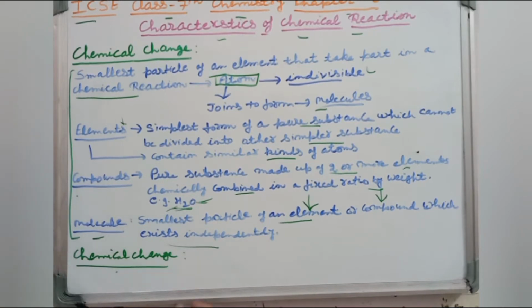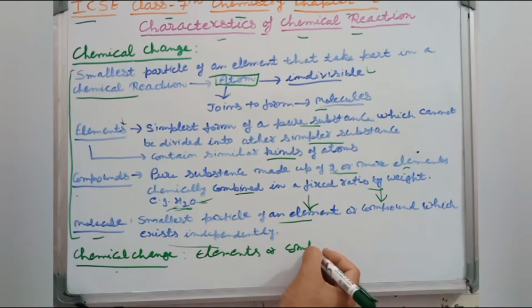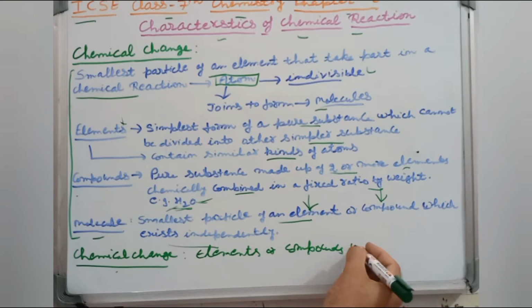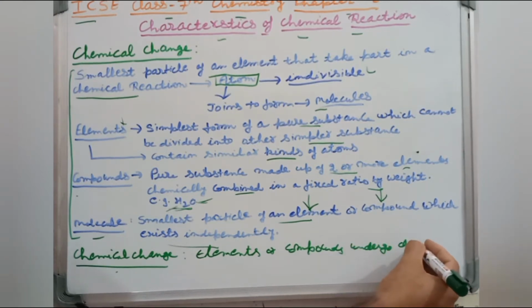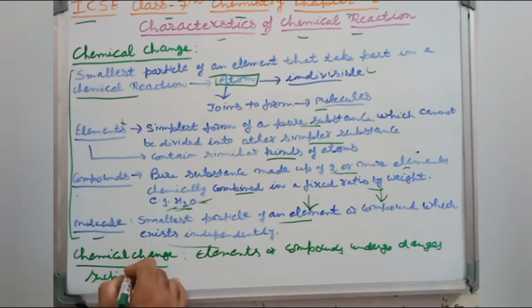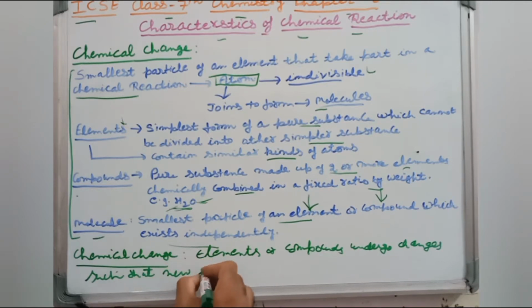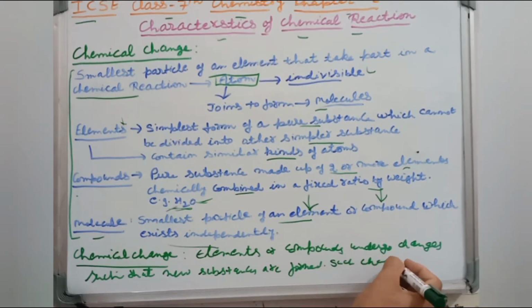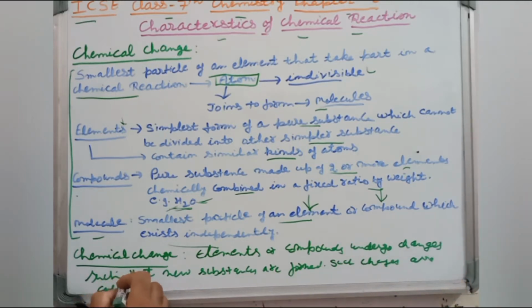Chemical change: elements or compounds undergo changes such that new substances are formed. Okay, right? Such changes are called chemical change. So these changes are represented with the help of chemical reaction. We will do chemical reaction next.